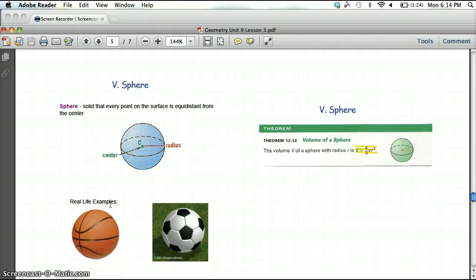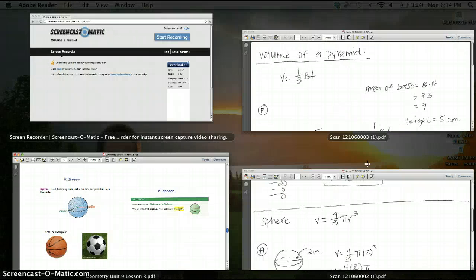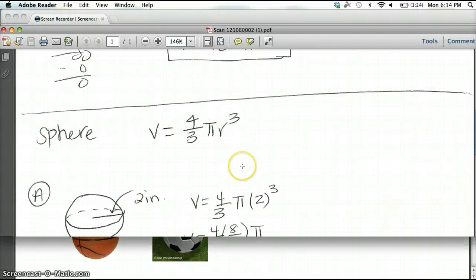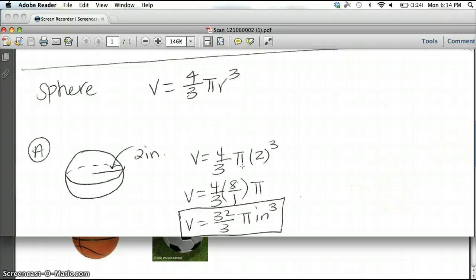Now we're going to look at a sphere. For a sphere, the volume is 4/3 pi radius cubed. So this one's a little bit more challenging to remember. My suggestion is you write this formula 10 times each. Make sure you know what the volume of a sphere is, okay? The volume of a sphere is 4/3 pi radius cubed. The only thing you need in a sphere is your radius.